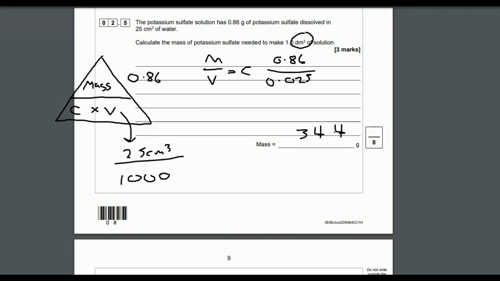Lovely jubbly. So if you know this triangle off by heart, when you get mass and you get volume, you're going to be sorted. And you might say, but it didn't say it was concentration. But if they're asking you how much is in 1 decimeter, that's exactly what we do with concentration. So although we say there's 34.4 grams in a decimeter, we've essentially found out the concentration is 34.4 grams in every decimeter, which is concentration. So cool. One mark for the conversion, one for the right rearrangement of the triangle, and then one for the correct answer.